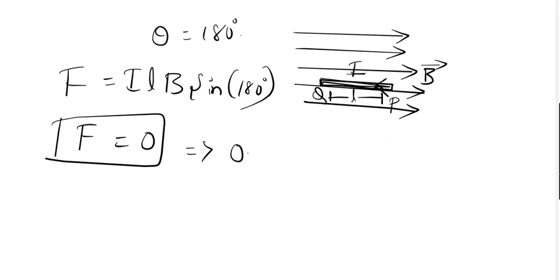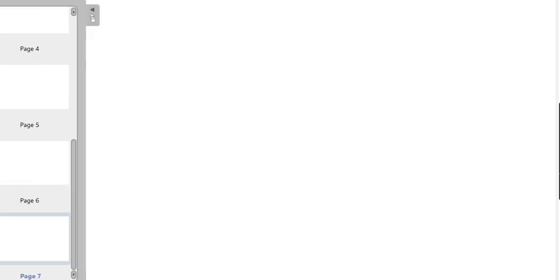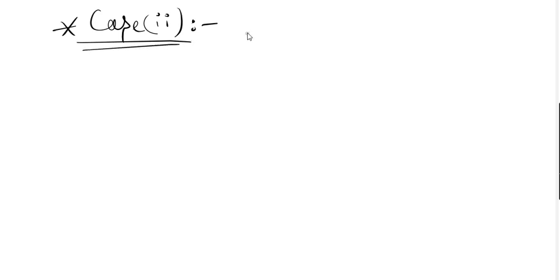So this is the case where, if you keep the current carrying conductor parallel or anti-parallel to the magnetic field B bar, the mechanical force will become 0. Is it or not? So now suppose case 2. What will happen here?